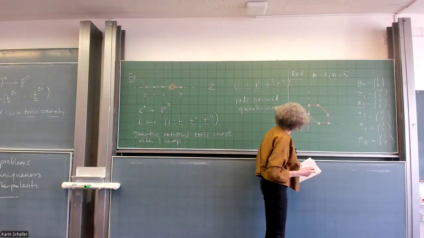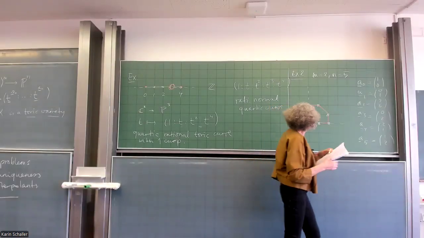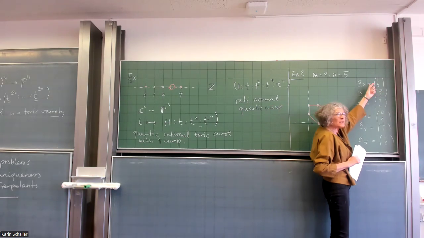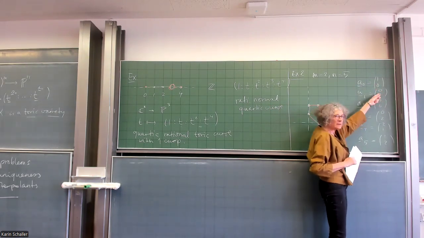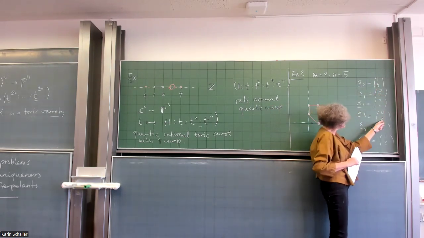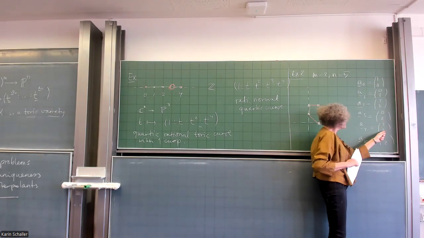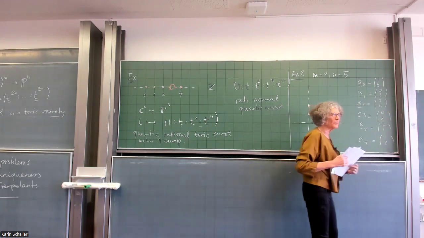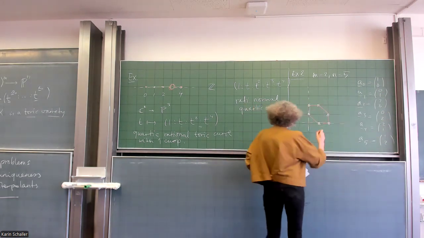What you observe is that the map now is defined by sending T1, T2 to T1, T2, T1 squared, T2 squared, T1 squared T2, T1 T2 squared. Okay, this is how it goes. But you see here is a missing point.